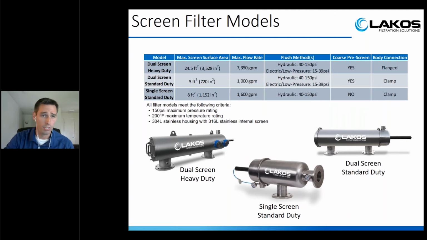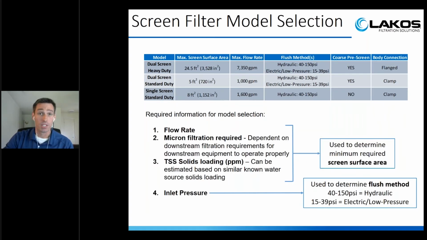They're all rated to 150 PSI maximum pressure, 200 degrees Fahrenheit, and all have a 304 stainless housing with 316 stainless internal screen. Selecting the models, we need 4 bits of information: the flow rate, the micron filtration required, the solids loading, and the inlet pressure. So 1, 2, and 3, the flow rate, micron, and TSS, are all used to determine the minimum screen surface area required. The inlet pressure is just used to pick the flush method.